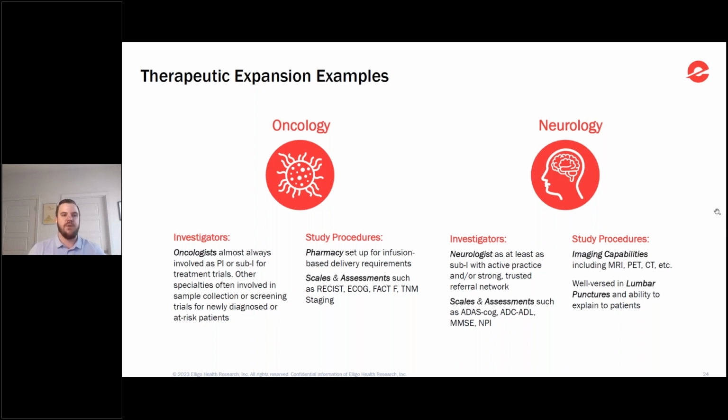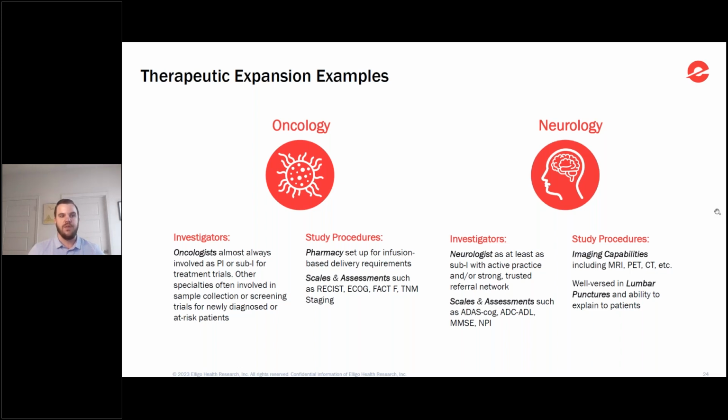And another example of study procedures that you would want to have the ability to conduct would be lumbar punctures, right? So that's not just the ability to conduct the puncture itself, but you need to be able to articulate the importance of it as a study procedure to patients, right? Because understandably, if someone is going to get a lumbar puncture, they want to know, why is this important for the study?